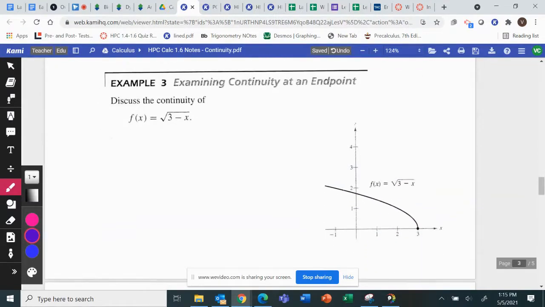In this example, we would be discussing the continuity of the square root of 3 minus x. And you wouldn't say that it's continuous because there isn't a graph to the right of 3. So you wouldn't just say it's continuous. You would specify that it has continuity within an interval. So looking at this graph, what interval would we say it's continuous on?